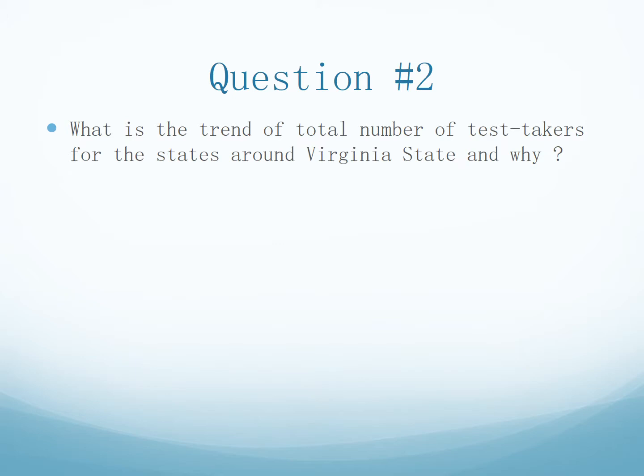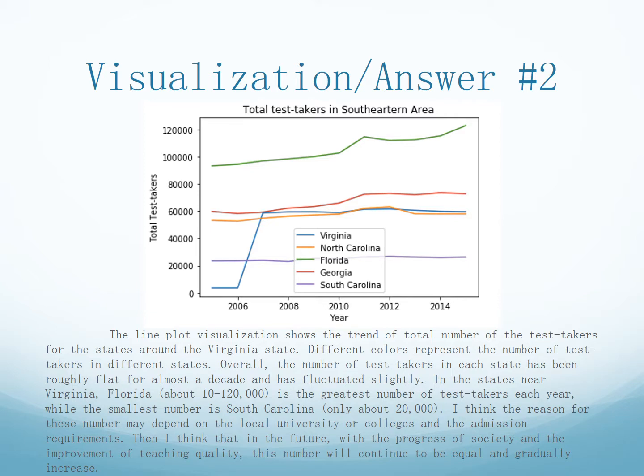And next, we have question number 2. What is the trend of the total number of test takers for the states around Virginia State and why? The line plot visualization shows the trends of the total number of test takers for the states around Virginia State. As we can see from the graph, we have Virginia, North Carolina, Florida, Georgia, and South Carolina. Different colors represent the number of test takers in different states.